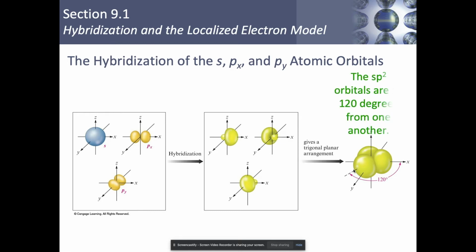And so notice this should look familiar. We have 120 degrees between everything. That is the definition of a trigonal planar shape. So whenever we see a trigonal planar shape, we're talking about something that is sp2 hybridized.